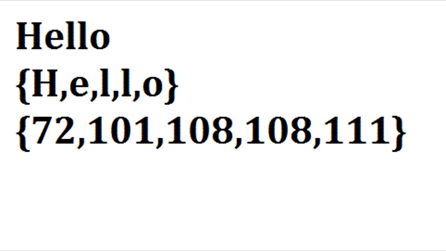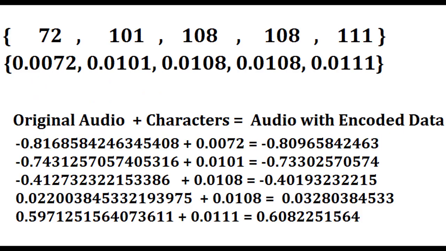So then at this point we have an array of numbers that we got from the text, and a really, really long array of numbers that we got from the audio file. Now, in order to encode the text into the audio file, we make the numbers from the text much smaller by dividing by a constant. In this case, I just divided by 10,000. It doesn't really matter what number you use, it's arbitrary.